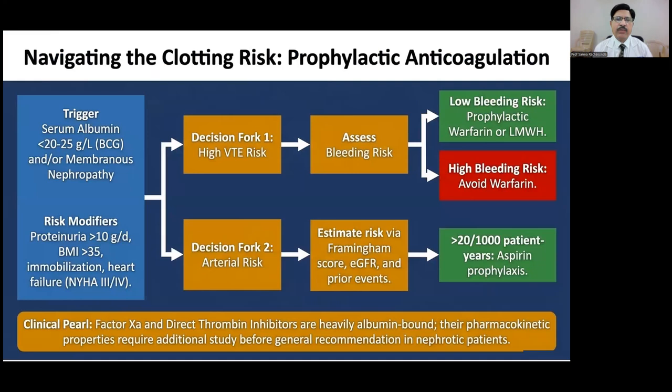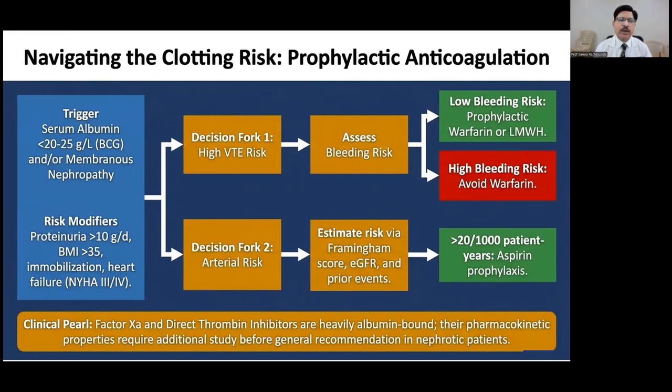Now, navigating the clotting risk, prophylactic anticoagulants. Should I give prophylactic anticoagulants to all the nephrotic syndrome patients? This is a question usually asked. Whenever you get a case, they'll ask you, do you want to prescribe anticoagulants? What is the trigger here?